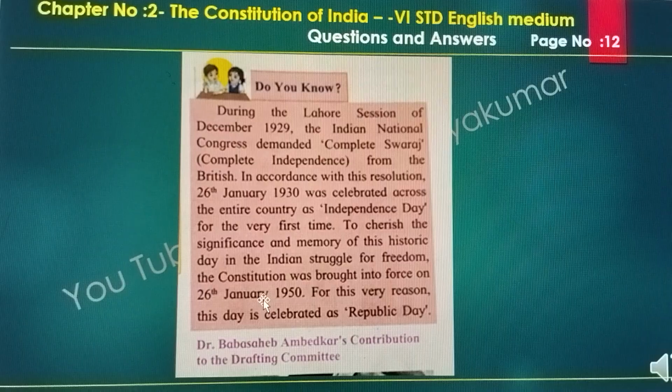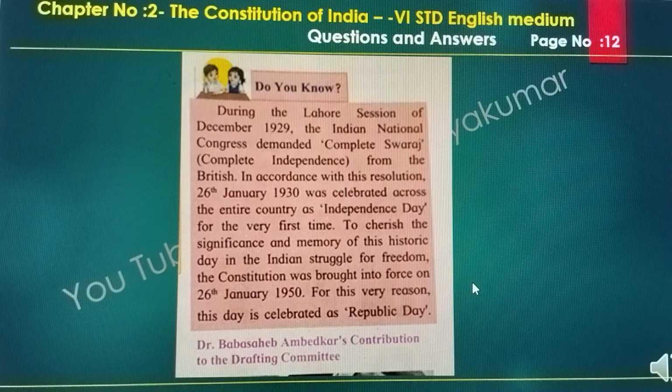Do you know, during the Lahore session of December 1929, the Indian National Congress demanded Purna Swaraj, complete independence from the British. In accordance with this resolution, 26 January 1930 was celebrated across the entire country as Independence Day for the very first time. To cherish the significance and memory of this historic day in the Indian struggle for freedom, the Constitution was brought into force on 26 January 1950. For this reason, this day is celebrated as Republic Day.